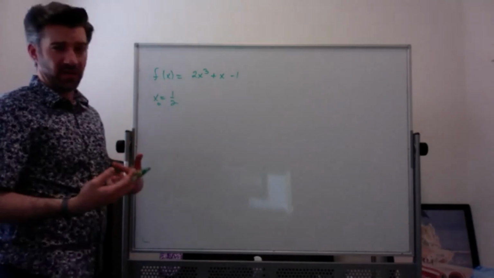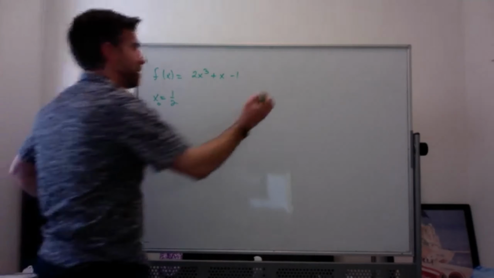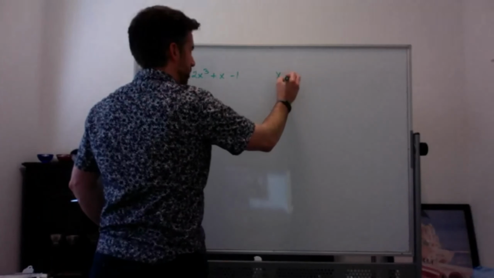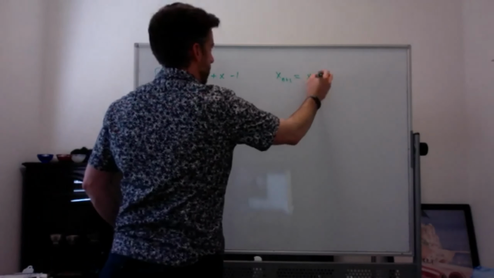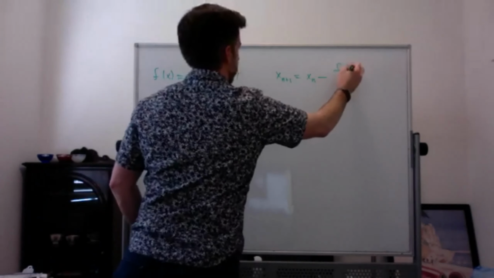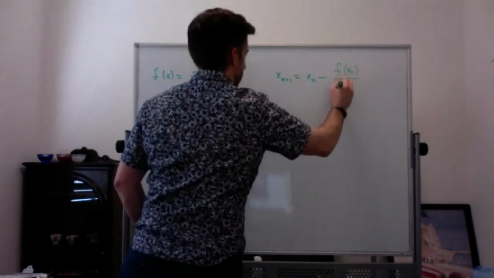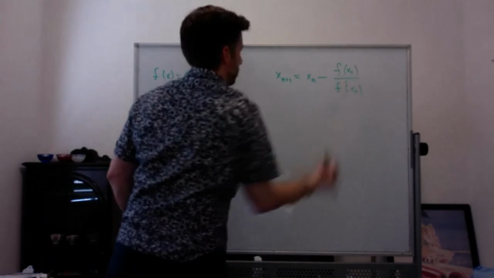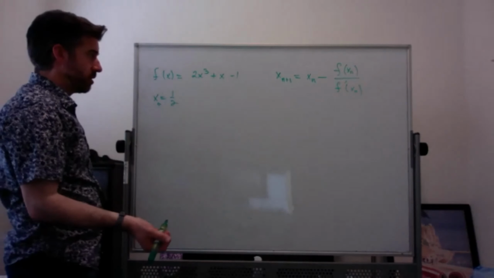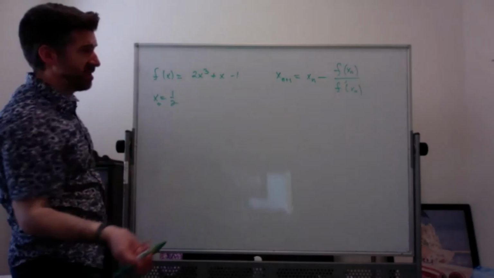Remembering the pattern the right way is always a problem for me. It's x sub n plus 1 equals x sub n minus the function divided by the derivative. Okay, so I'm going to plug in 1/2, and it's going to get a little bit messy.